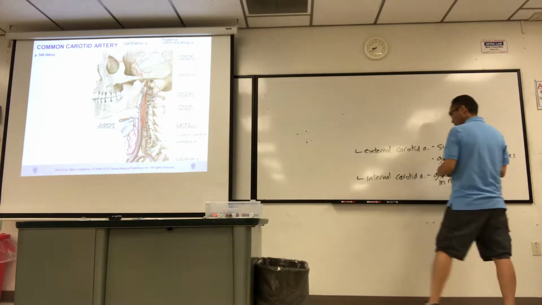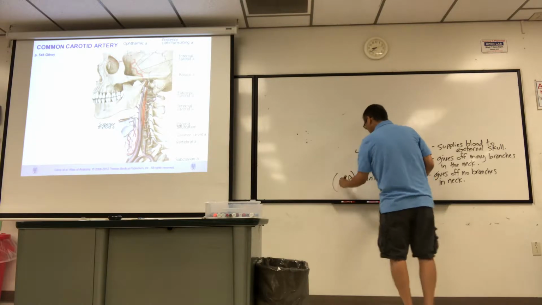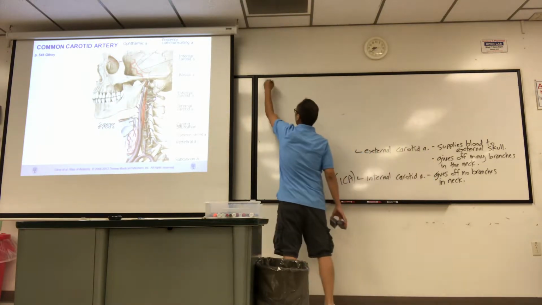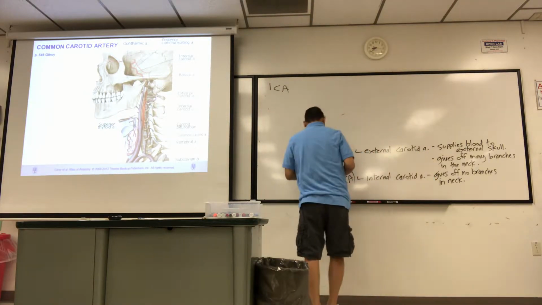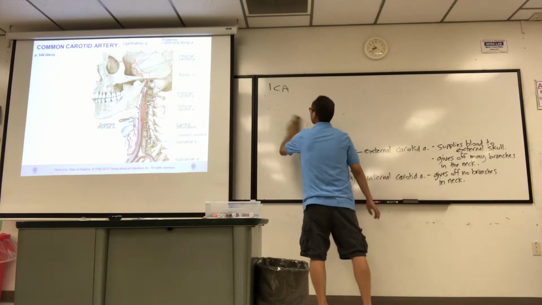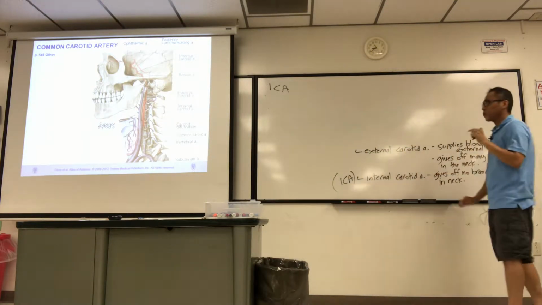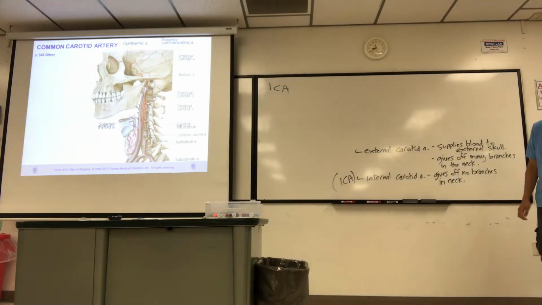Sometimes I abbreviate internal carotid as ICA. That abbreviation is used a lot. The internal carotid is going to enter the skull via the carotid canal and supply blood to the brain.